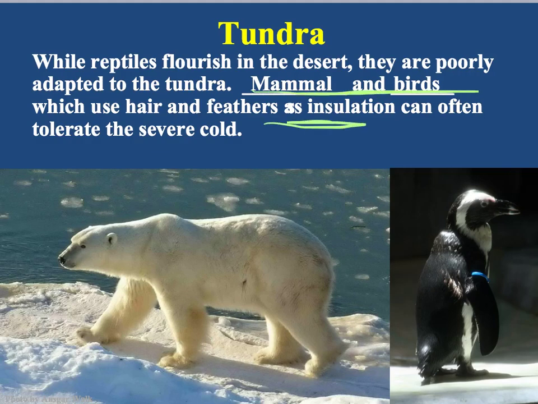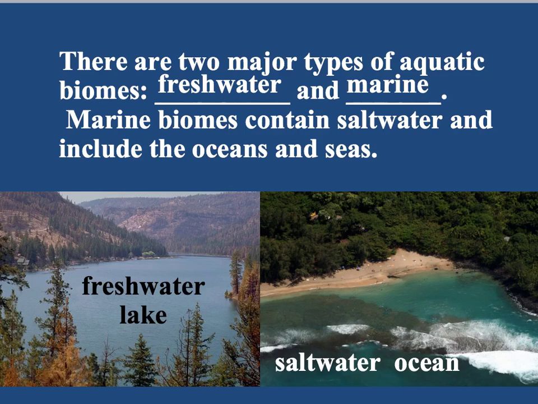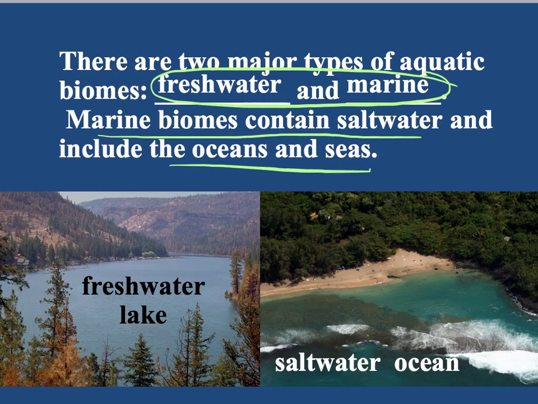One of the main factors in classifying biomes is the amount of water available to the organisms. This is not a factor in aquatic biomes, obviously. There are two major types of aquatic biomes, which are freshwater and marine. Marine biomes are salt water, like oceans and seas, and freshwater is the ones without salt.